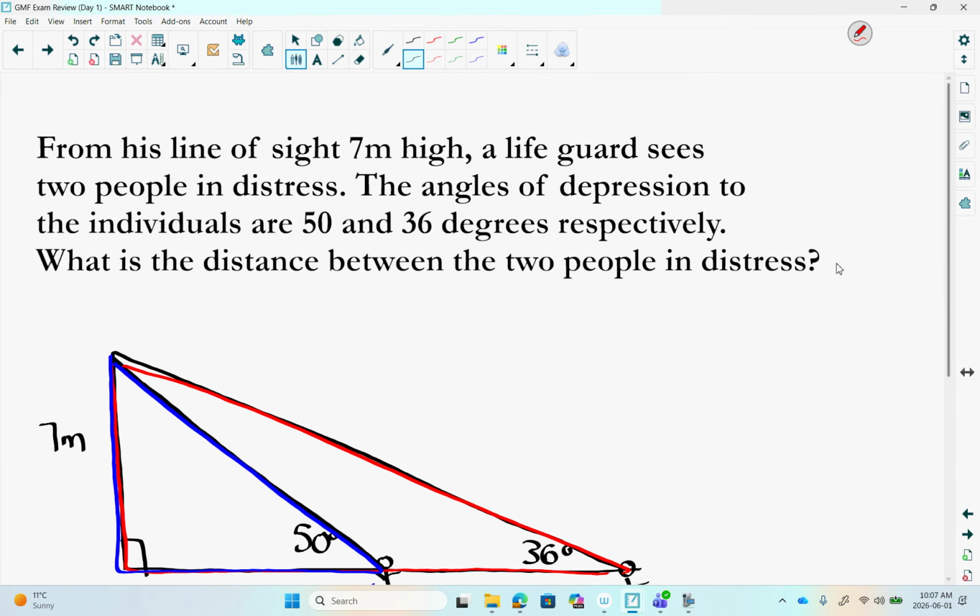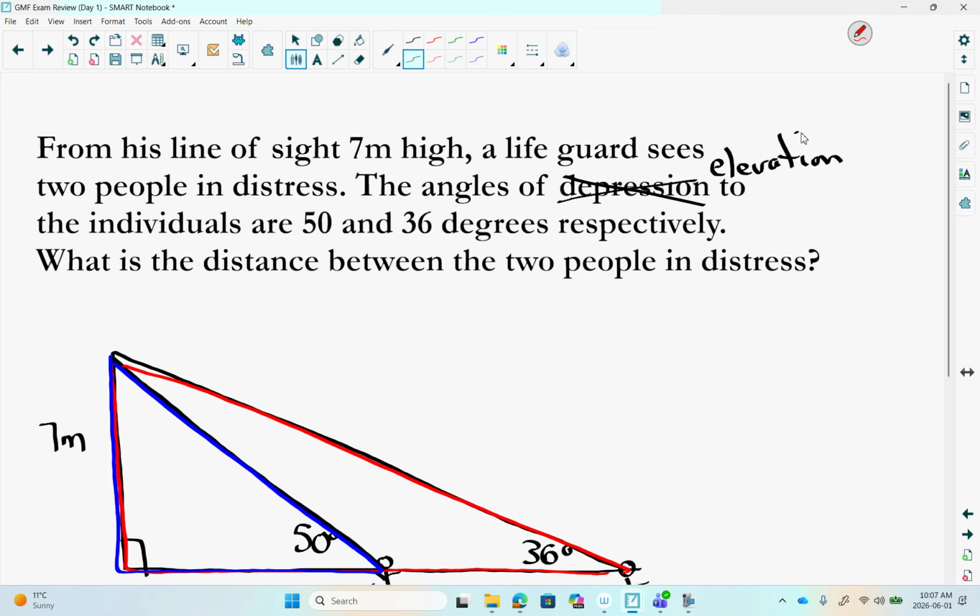Okay? So here's the question. What did we always do with this word right here? The angle of depression. Changed it to elevation. Okay, so rather than, in this case, the lifeguard looking down at the two struggling swimmers, think of if the struggling swimmers were looking up at the lifeguard. And the angles are the same. The angle of elevation is equal to the angle of depression because they are alternate interior angles.